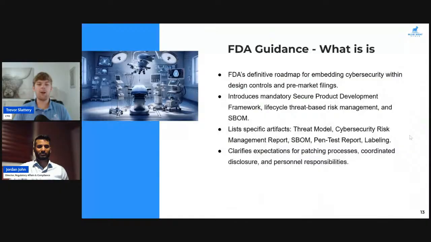All right. And now we're getting into likely the most important document for this entire topic, and that's going to be the FDA's pre-market guidance for cybersecurity and quality considerations in medical devices. This is the definitive roadmap for embedding cybersecurity with different controls in pre-market filings. This talks about that whole product development framework and this total product life cycle.